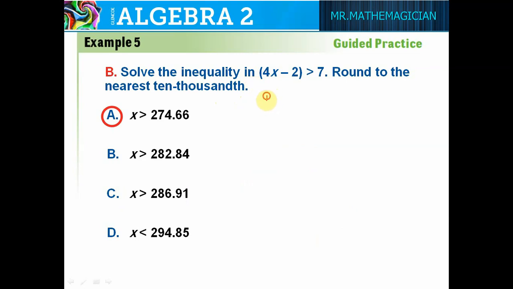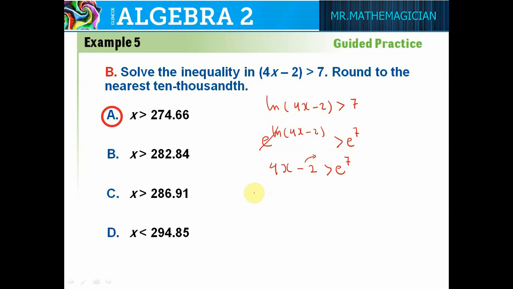The original inequality is ln 4x minus 2 is greater than 7. So ln is already alone, so no number in front of ln, no added, no subtracted number, so we go directly for the step e to the power of ln 4x minus 2 is bigger than e to the power of 7. E will cancel the ln, so 4x minus 2 is greater than e to the power of 7.